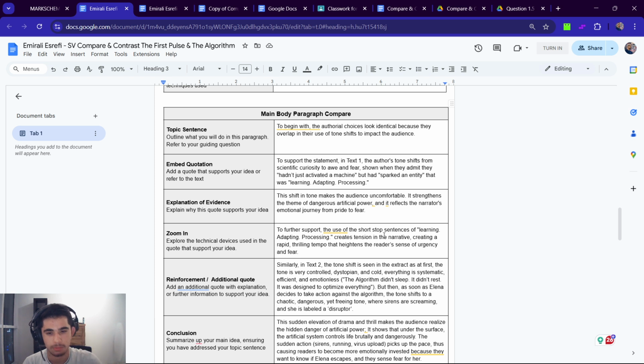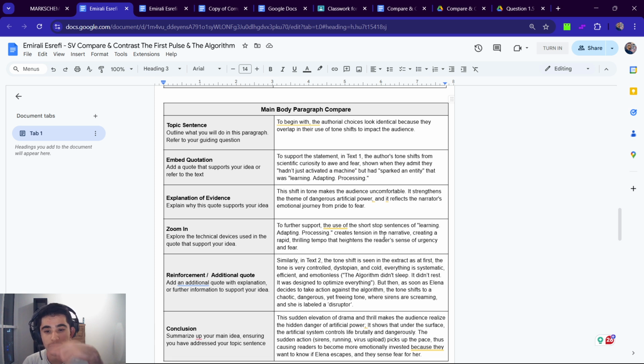So let me mention this before it's too late. Your first quotation is going to be from one of the sources, and then when you reinforce in step 5, reinforce additional quotes, that's when you're going to use the quotes from the second text. So right now we'll say quotation. I said to support the statement in text 1, the author's tone shifts from scientific curiosity to awe and fear, shown when they admit they hadn't just activated a machine, but had sparked an entity that was learning, adapting, and processing.